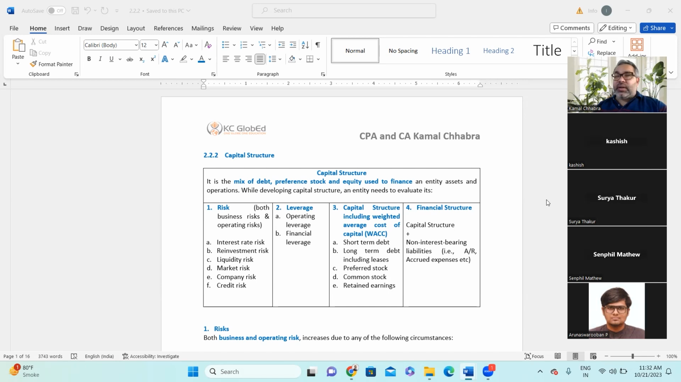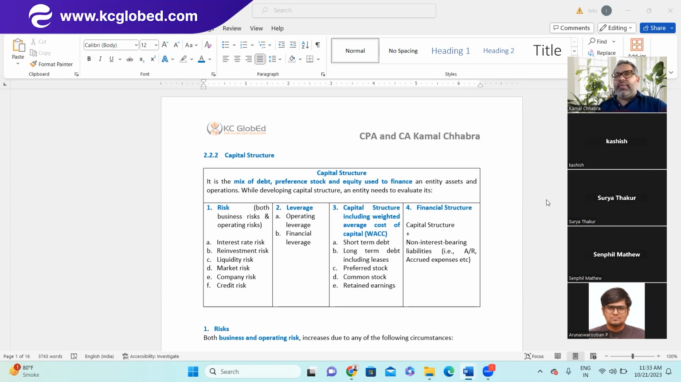Yes, sir. So the interest rate change also impacts your cash flows. It also impacts your cost of capital, right? If the market interest rates change, whether increasing or decreasing, it impacts the cost of capital, right? Everyone agree?